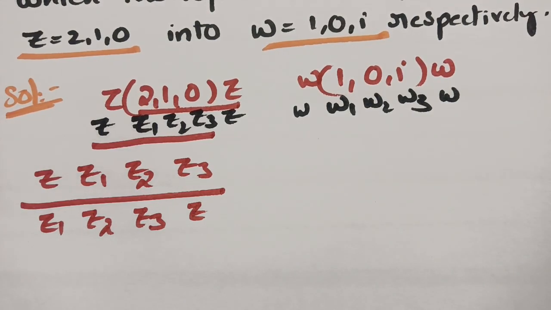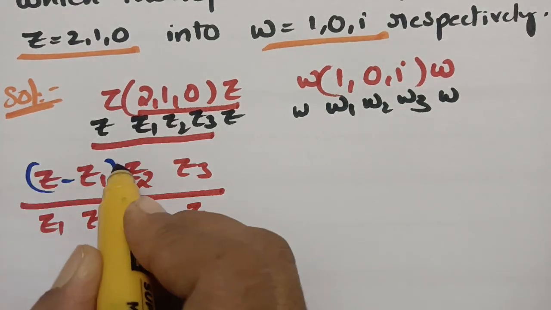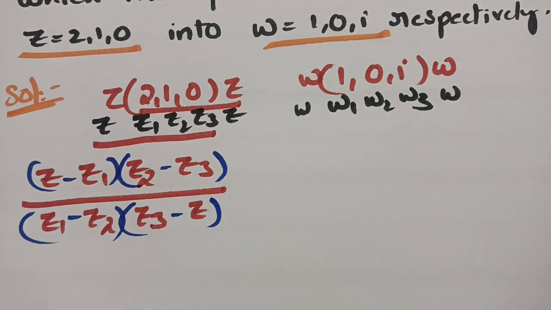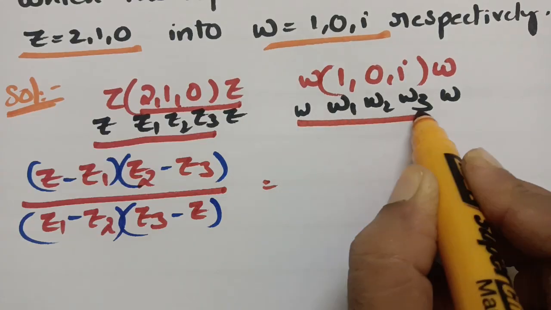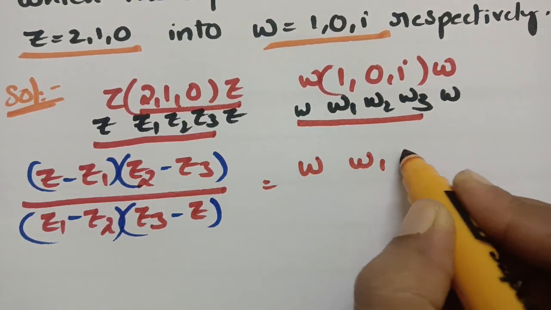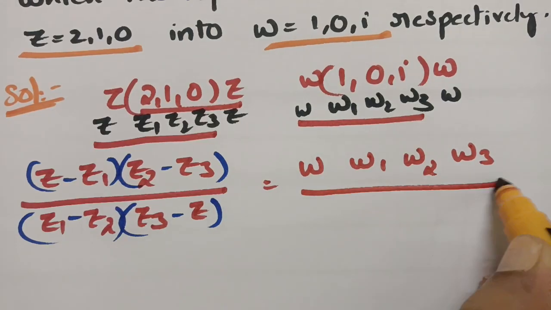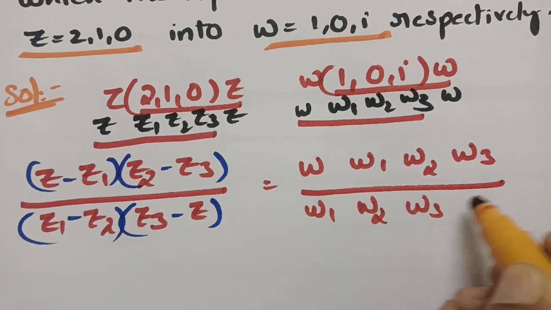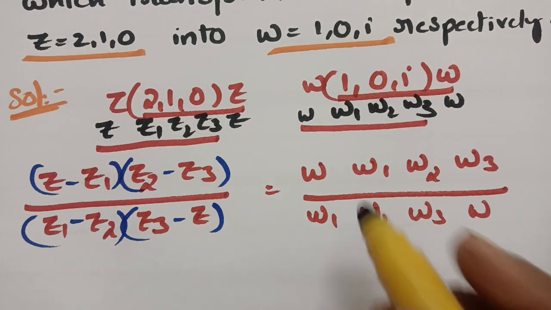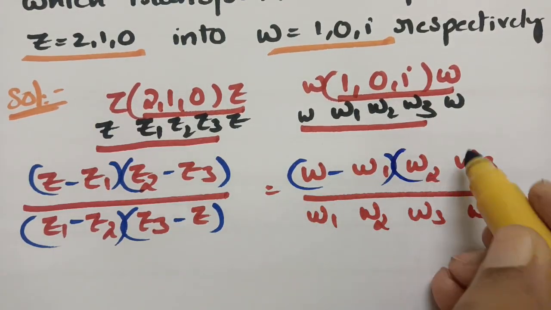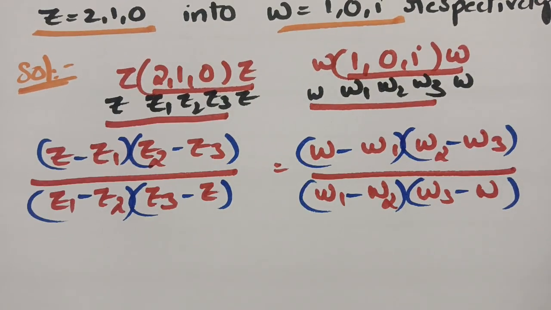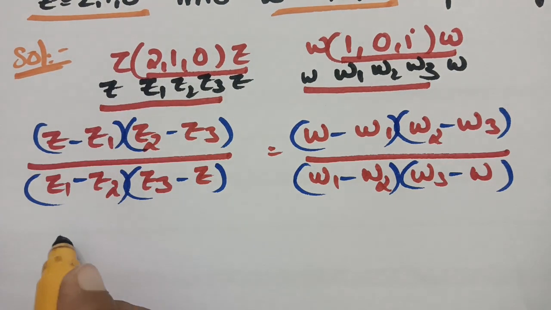So how to remember this? This is z minus z1, and next z2 minus z3, z1 minus z2 and z3 minus z, same as it is. First of all, we have to consider the 4 points w, w1, w2 and w3, and later we have to consider from w1: w1, w2, w3 and w. See how to frame this formula: w minus w1, w2 minus w3, w1 minus w2 and w3 minus w.